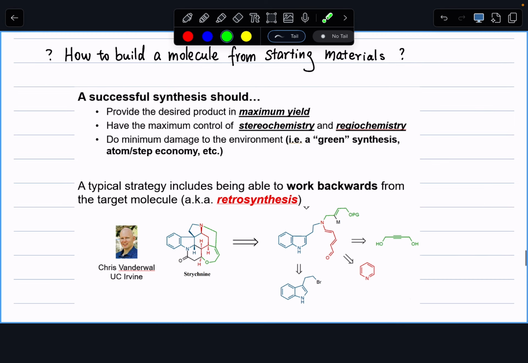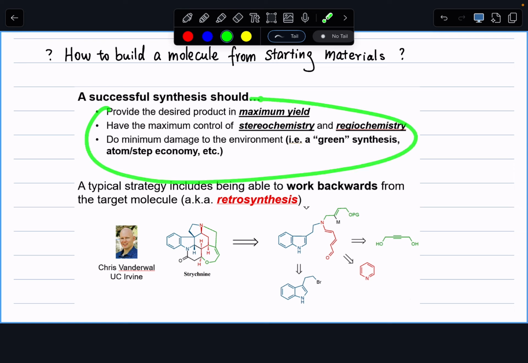This is going to be our first introduction to organic synthesis. How do we build a molecule from some given starting materials? I put two examples there that we will go over together. But before we go over those two specific examples, let's think about what exactly is needed for that kind of analysis, or what criteria we're looking for.